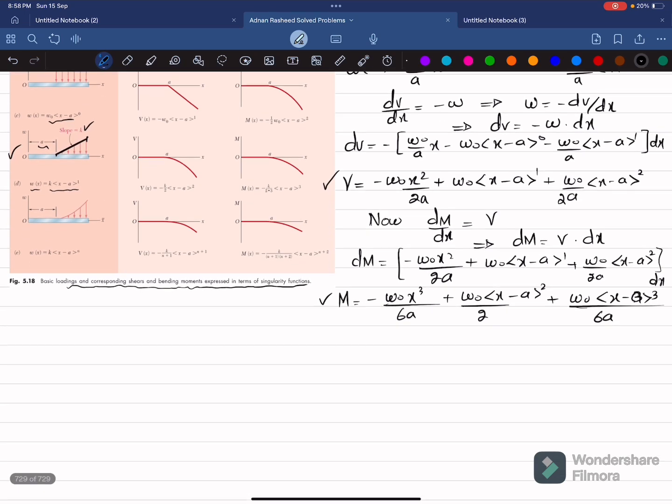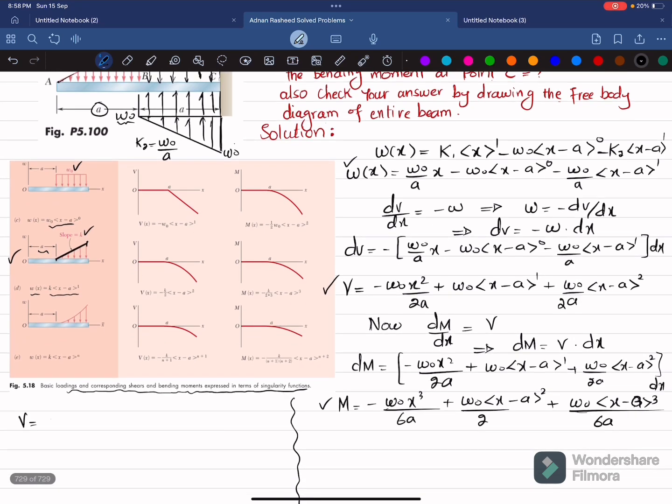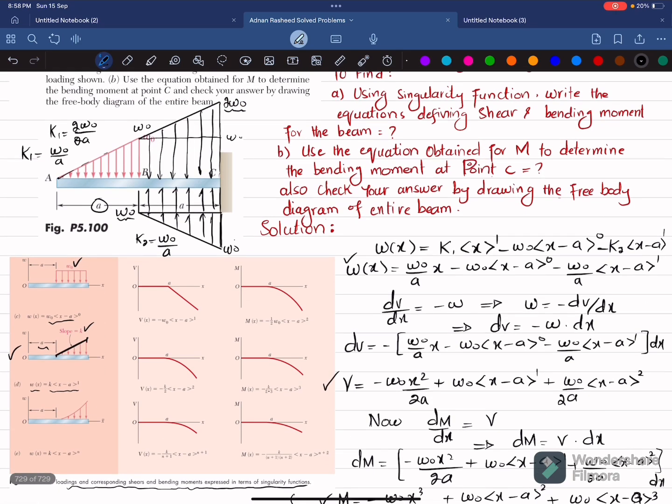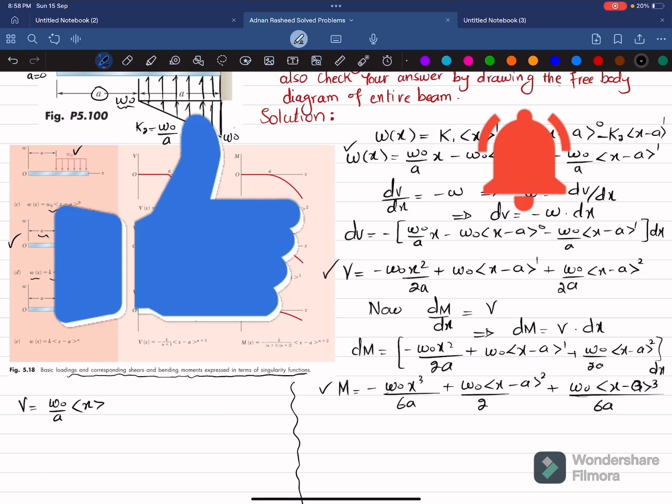You can also find it by using this table. Clear? So let's try it. So V is equal to, for this triangular load, this whole one. So you can see we can write K is equal to W naught by A into x minus A power 1. So here A is equal to 0. So I will write x power 1.